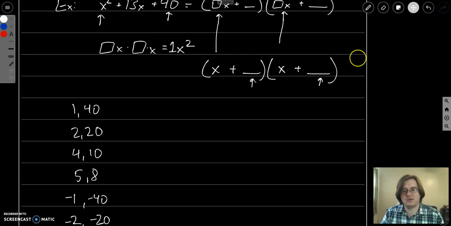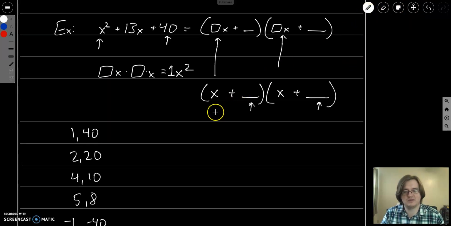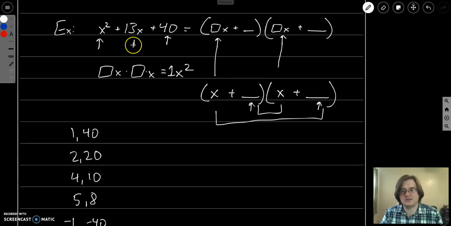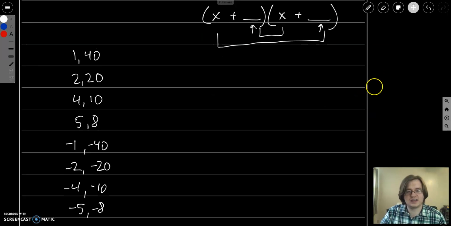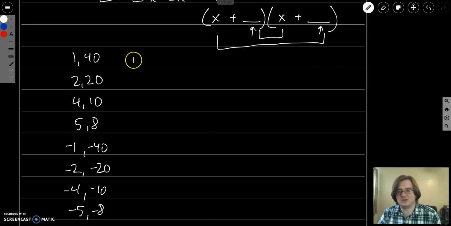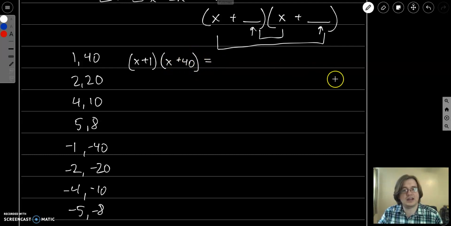However, when I multiply those together, I also have to remember that we're going to FOIL, so I'll need to take the outer terms and the inner terms, and those should add up to 13. So let's try a couple of these, and we'll see what we get. If I take x plus 1 times x plus 40, and I FOIL this out, the first terms, x times x, is just going to be x squared. The last terms, the 1 times 40, will be plus 40.